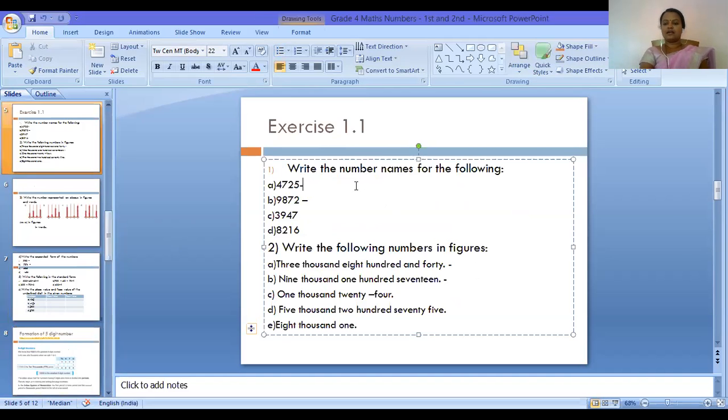Moving on to the next, we have exercise 1.1. So this is again a recap of what we have learned in grade 3. Let us review the topics learned. Let us write the number names for the following questions. That is 4725. Yes, it is read as 4725. Cool. Next we have 9872.